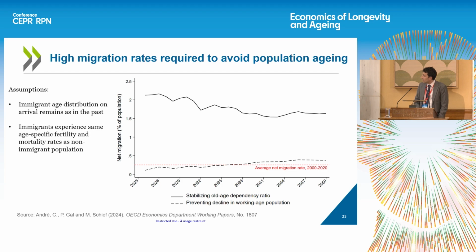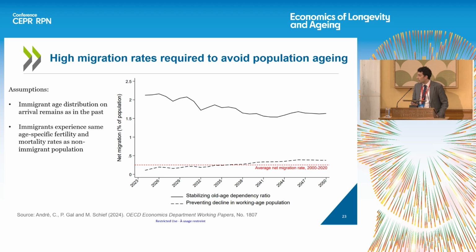What I'm plotting here in the solid black line is the net migration rate, expressed as a percentage of the population, that would be required to stabilize the old age dependency ratio in the OECD at current levels going forward. And in the red dotted line, I'm showing the average net migration rate that the OECD as a whole did experience between 2000 and 2020. What you can see is that the level of immigration required to stop population aging is an order of magnitude higher than what we've seen in the past. Now, lower migration levels would be sufficient to prevent a decline in the working age population, but that's a different question.